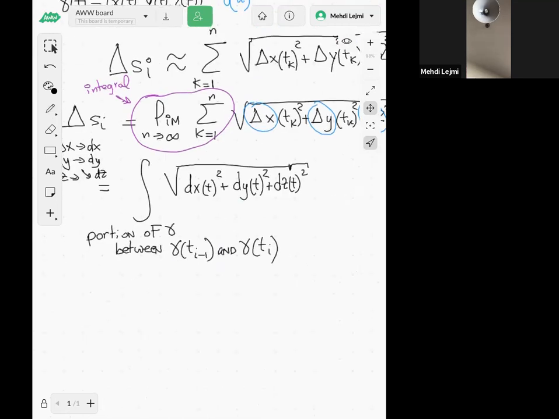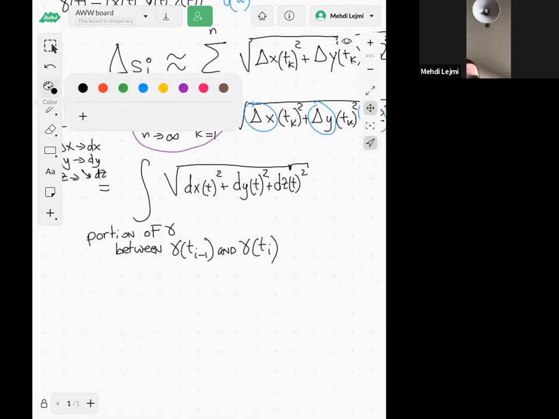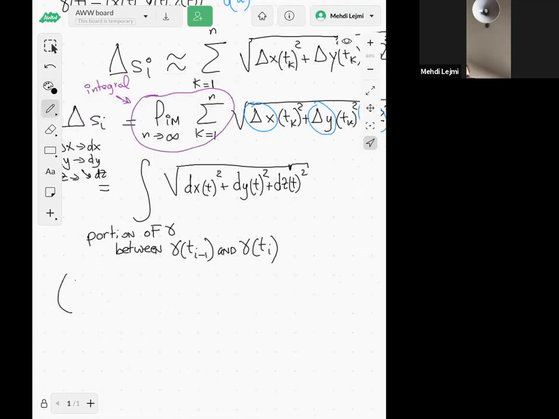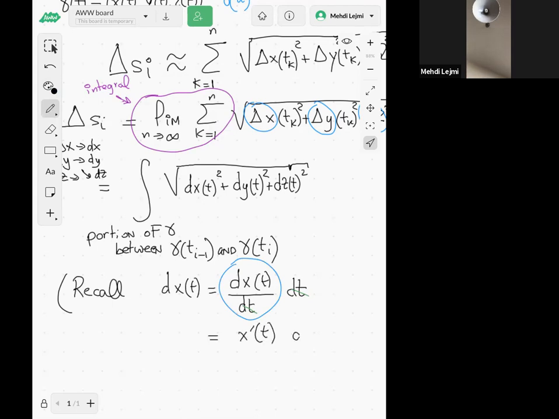Now, what exactly is dx of t? Well, d of x of t, you can write it like dx of t over dt, times dt. It's like saying I multiply and divide by the same thing, dt. But dx/dt is the exact definition of x prime of t. So this is actually equal to x prime of t dt.